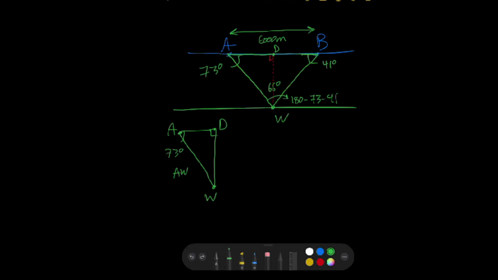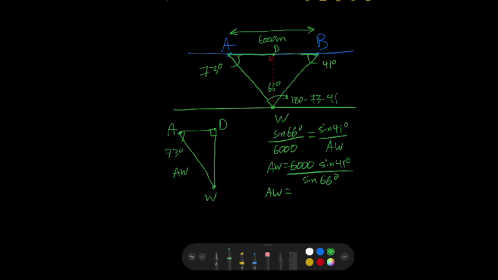Because I know opposing sides and angles, sine 66 degrees over the opposite side of 6,000 is equal to sine 41 degrees over AW, which is the side length I want to find, because that's the triangle I've decided to work with. I'm not going to show all my rearranging work, but we will rearrange and find that AW is equal to 6,000 times sine 41 degrees over sine 66 degrees, which gives a length of approximately 4,309 meters. Now that I know that value, I can carry it over to my other triangle and indicate that this side length is 4,309.